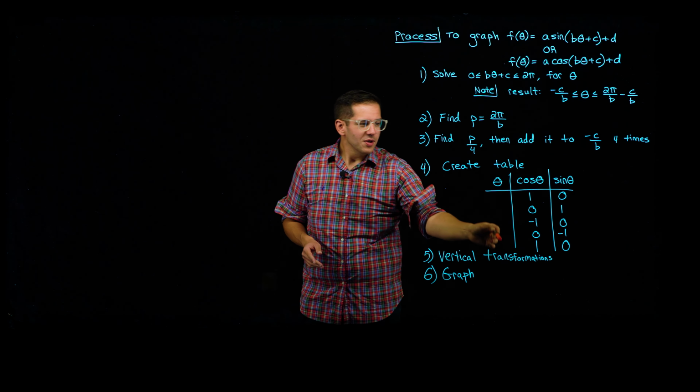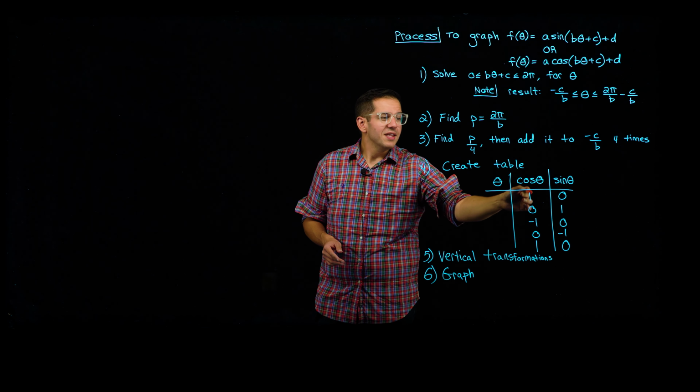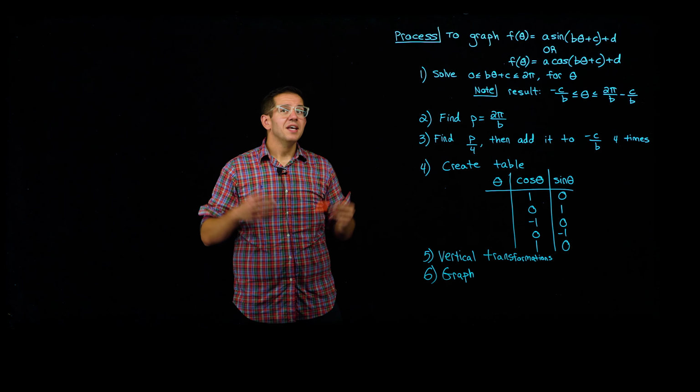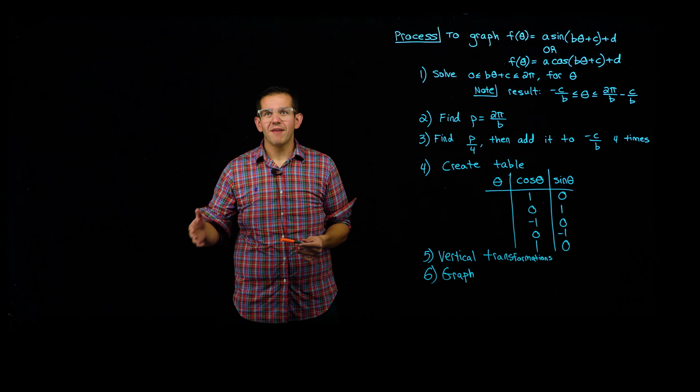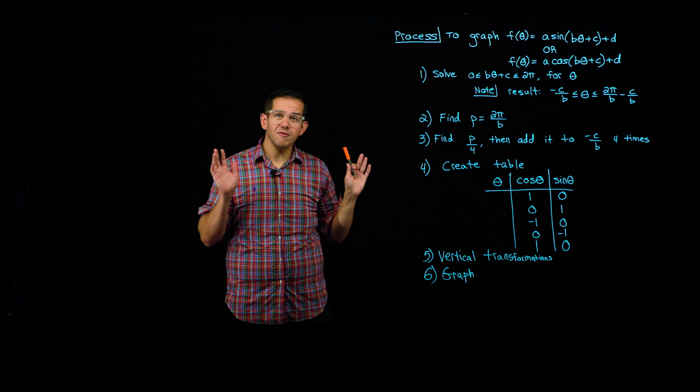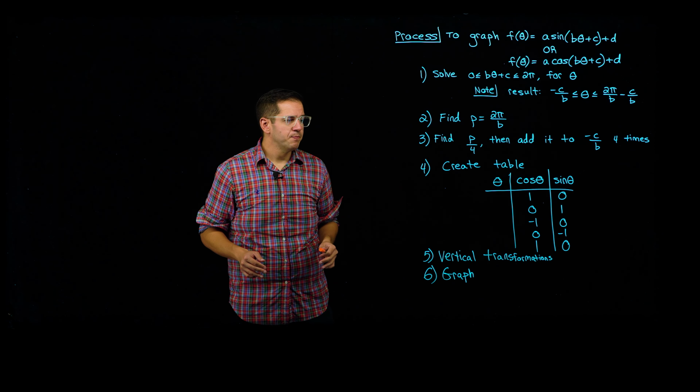And when you do plug them in, you will get these 5 values for cosine and these 5 values for sine, just as we did when we were graphing the parent functions. There will be no need to solve any values. It's done for you in the process.